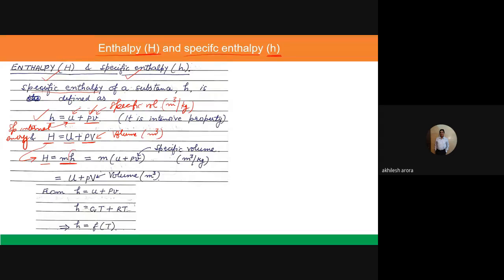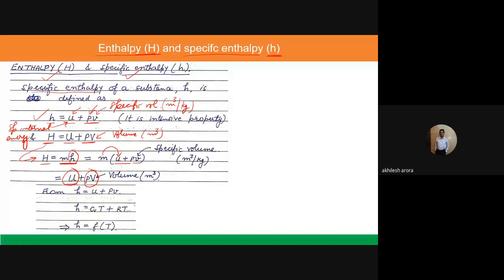Now this H is the specific enthalpy. So it is equal to M into U plus PV, and capital H will be given by, when I multiply M and U, you get the capital value of internal energy, plus P into capital V, where V becomes the volume. Okay.